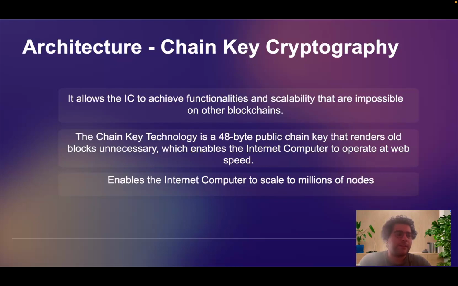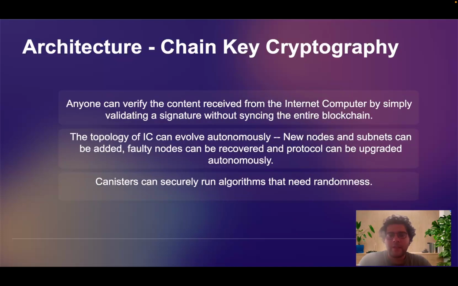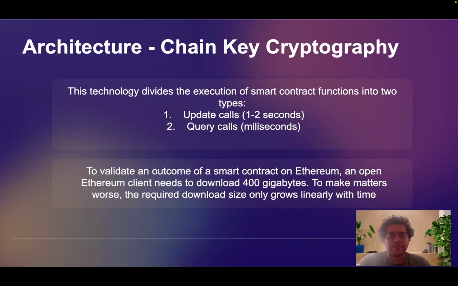So it is what makes it so fast. Anyone can verify the content received from the Internet Computer by simply validating a signature without syncing the entire blockchain, as I said. The topology of the IC can evolve autonomously. New nodes and subnets can be added, faulty nodes can be recovered, and the protocol can be upgraded autonomously. And canisters can secure their own algorithms that need randomness.